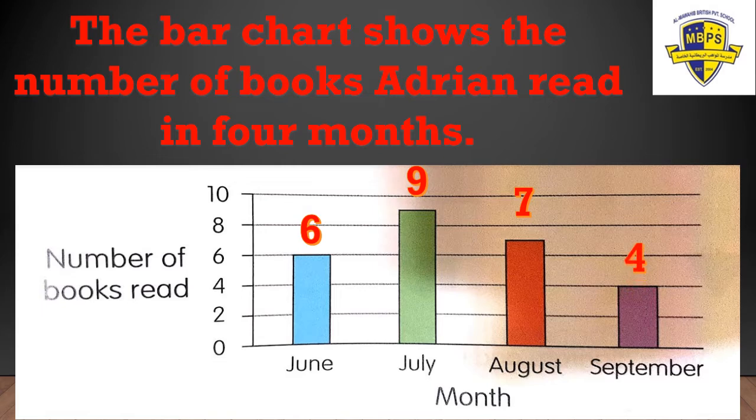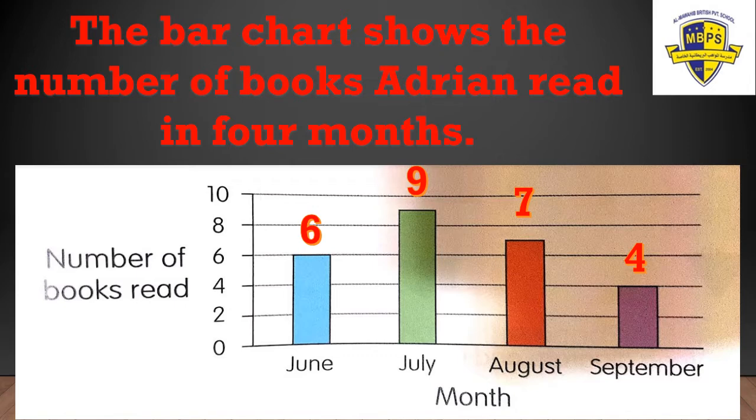Students, we are going to solve this question now. Let's start. The bar chart shows the number of books Adrian read in 4 months. First we are going to read this bar chart. If you look at the sleeping line, it says the names of the months. Can you tell me which months we have here? Come on, students. Very good. We have June, July, August, September. We have 4 months.